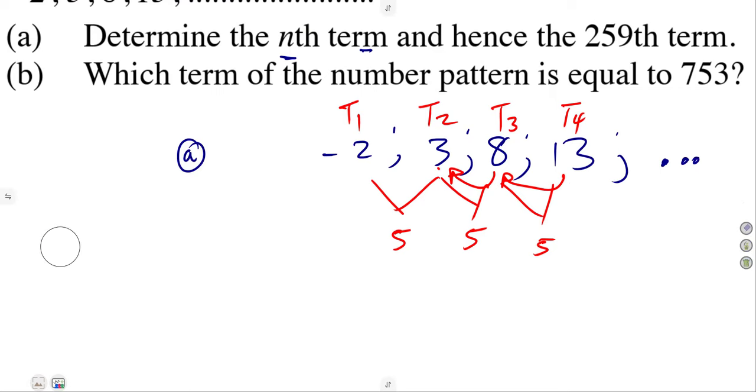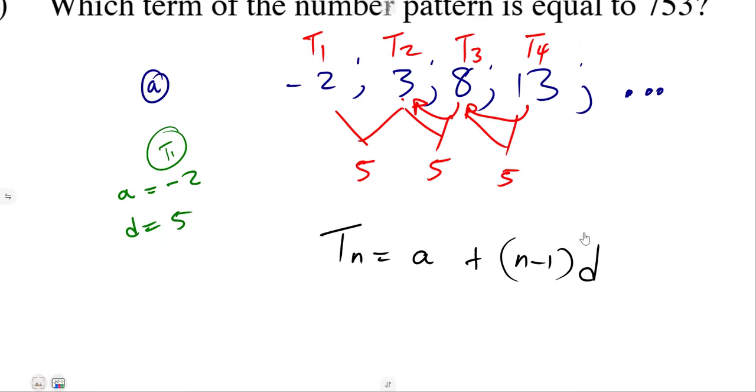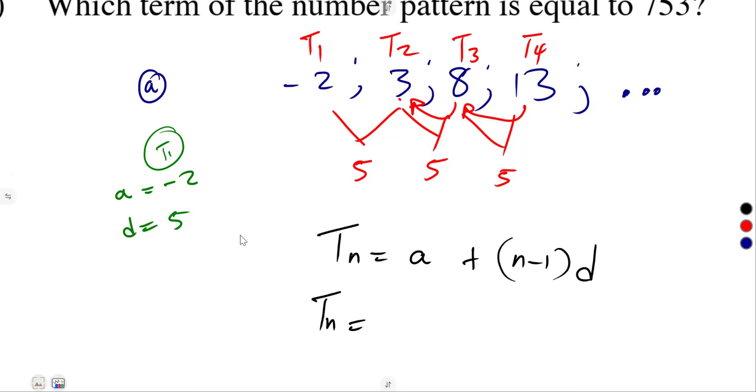Having these, it's enough, because we already understand that our A, the first term, is -2, and D, the common difference, is 5. So we can apply our formula: Tn is equal to A plus n minus 1 into D. Let us substitute what we are given. Our A is -2 plus n minus 1 times D, which is 5.